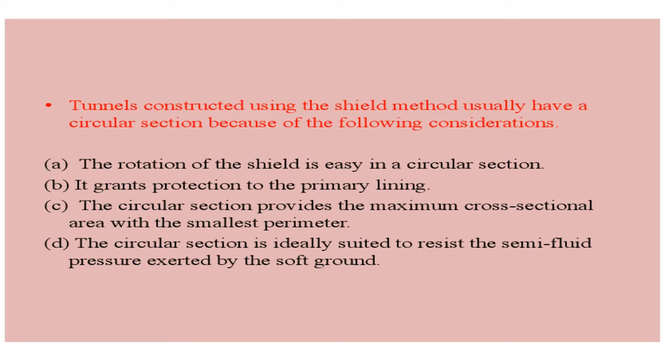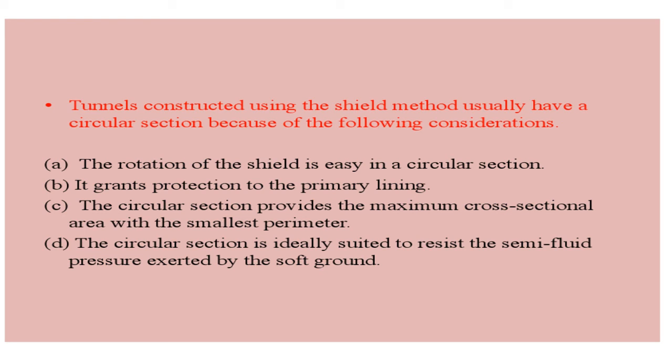The tunnels constructed using the shield method usually have a circular cross section, and the reasons behind this are: the rotation of the shield will be easier if it is a circular section. It can grant protection to the primary lining, as soon as excavation is done, a lining can be provided. And it provides the maximum cross-sectional area with the smallest perimeter.